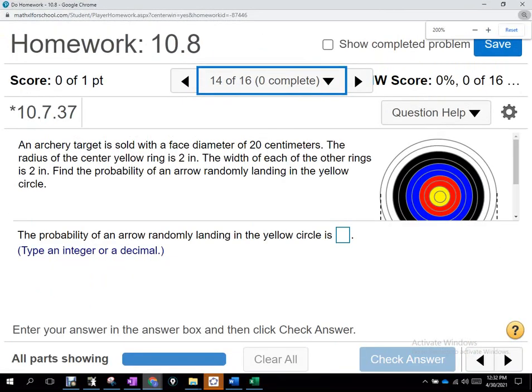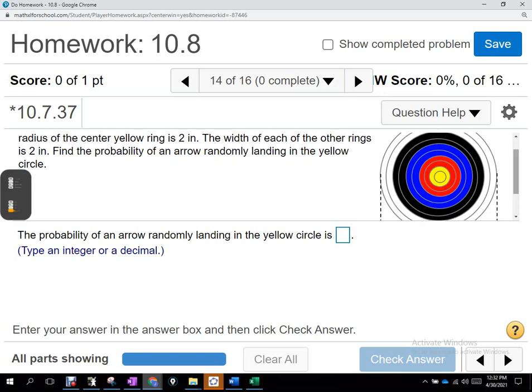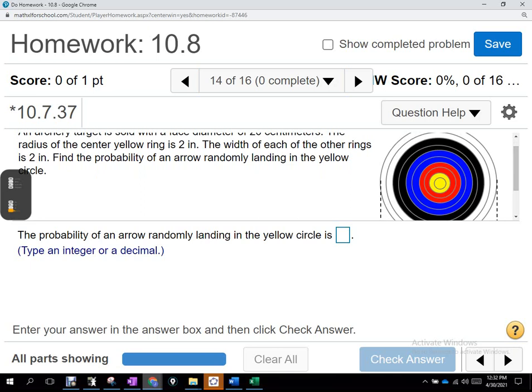Okay, so is this any different of a question? Yeah, I think we talked about this yesterday a little bit, or the day before, because if you look at these, the blue is made up of two different rings, right? Okay. I think they're just trying to be fancy with their illustration. So when it says the yellow ring has a radius of 2 inches, I'm interpreting that it goes from there out to the edge of the yellow, all the way out to the end of the yellow. Does that make sense? So the width of each of the other rings is 2.